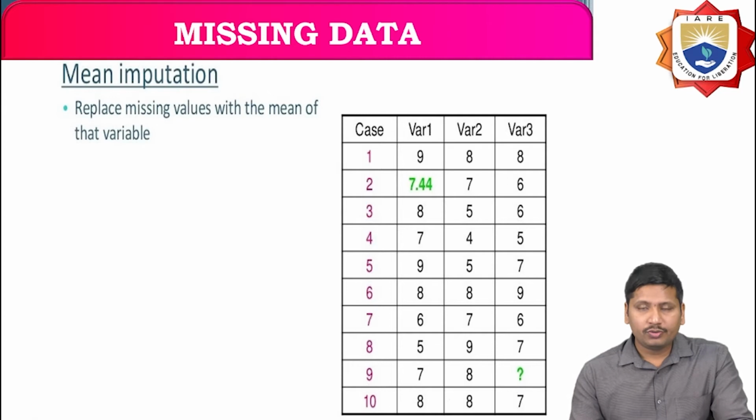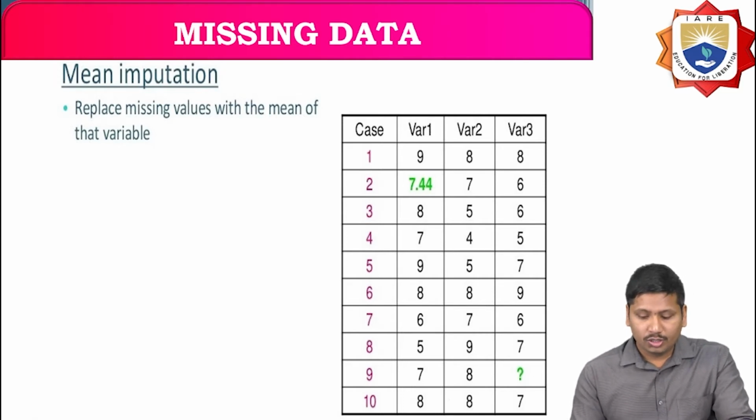Next we are going to see the substitution methods. In that, single imputation is one of the types. Here we are going to calculate the mean imputation. What does mean imputation mean? We replace the missing values with the mean of the variable; that is mean imputation.